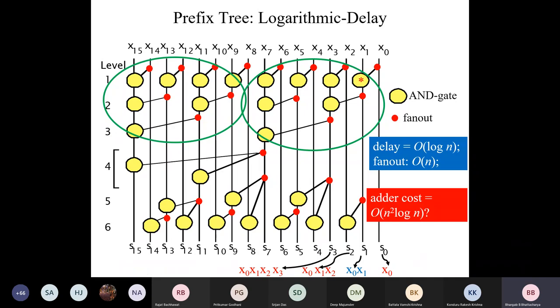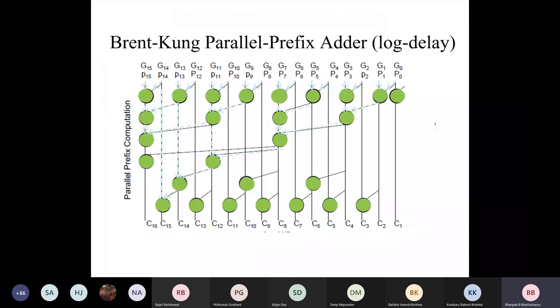So we have solved this logarithmic delay problem and the fan out problem here. So I made a mistake here. I will correct that. Fan out would be log of n here. But still, can we reduce the cost further? Yeah, so that is the question, and in fact, interestingly, the adder cost can be reduced, and this has been done brilliantly by what is called the Brent-Kung parallel prefix adder.